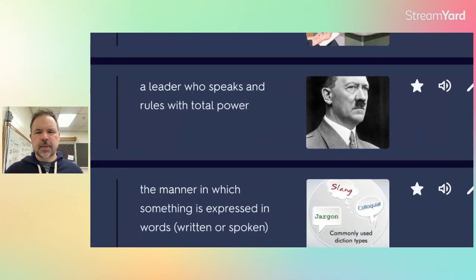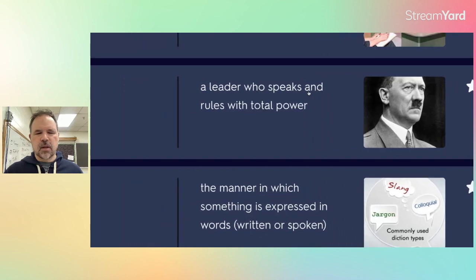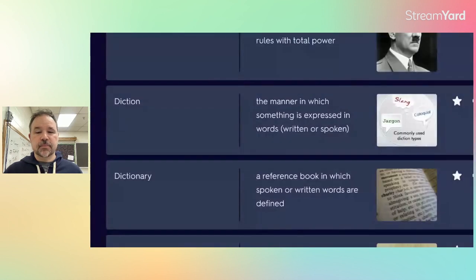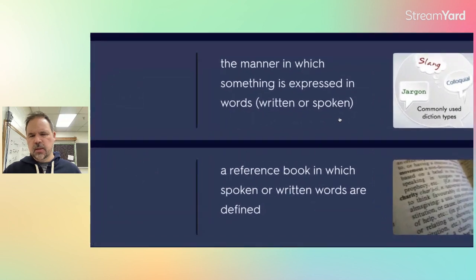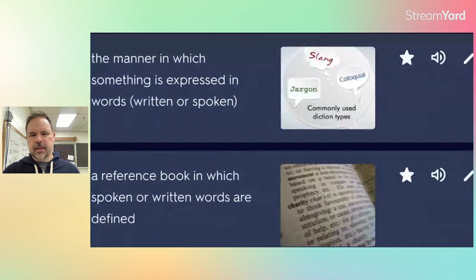The next one, let's make it a little easier for you to see, a little smaller here. Diction. The manner in which something is expressed in words, written or spoken. So we got a couple words here that might be a little bit tough, but these are types of diction. So slang, you probably know. Jargon. Does anybody know jargon? It's not one of our vocabulary words, but it's a good word to know.